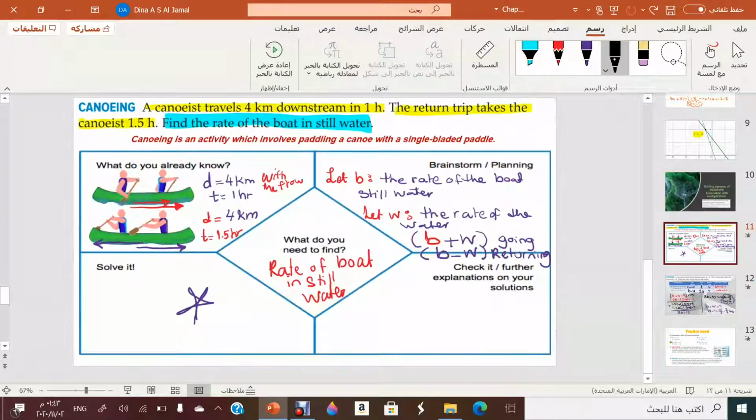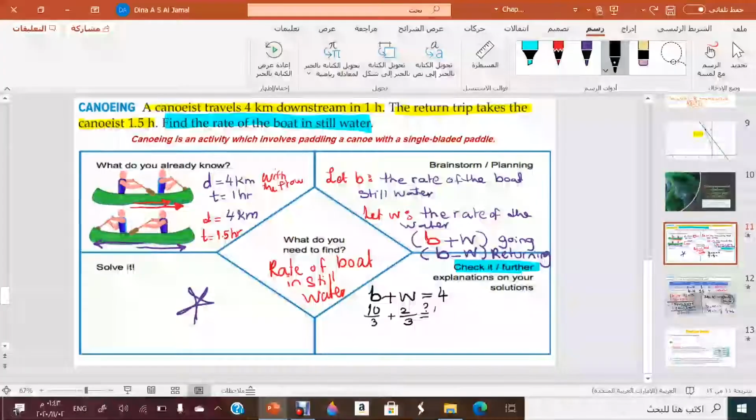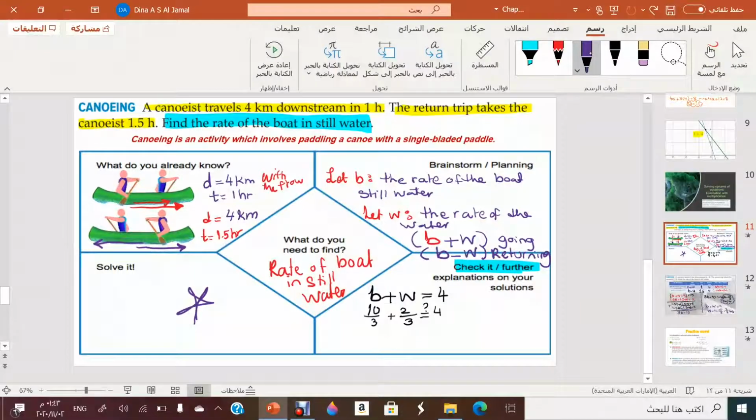You need to check your solution further. To check it, you need to substitute in both equations. So B plus W equals 4. Check: 10 over 3 plus 2 over 3. Is it equal to 4? Calculate and check. Yes, it is equal. Then go to the other.